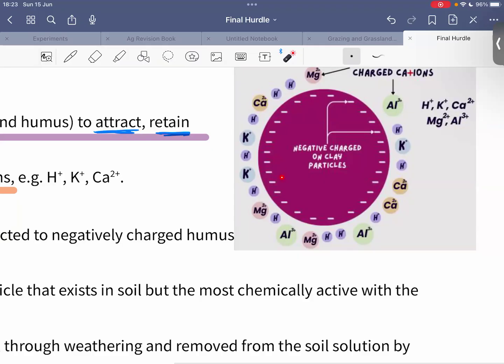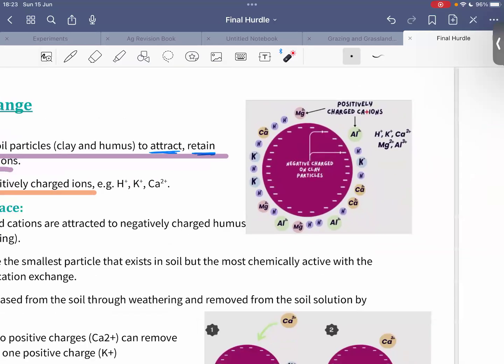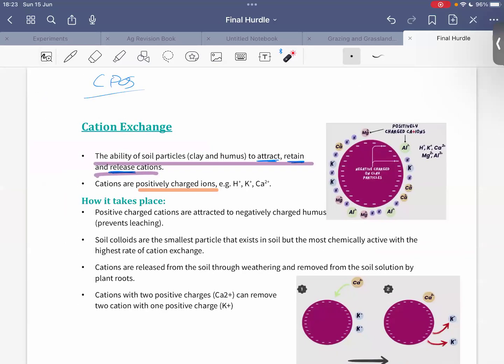So your soil particles are going to be negatively charged on the clay particles. This is going to be very important that we know for our clay soils. The smaller the particle, the greater the cation exchange. The smaller the particle, the greater the cation exchange, the greater the surface area, okay? So our positively charged cations are attracted to the negatively charged humus particles. So soil colloids are the smallest particle and they have the highest rate of cation exchange, okay?